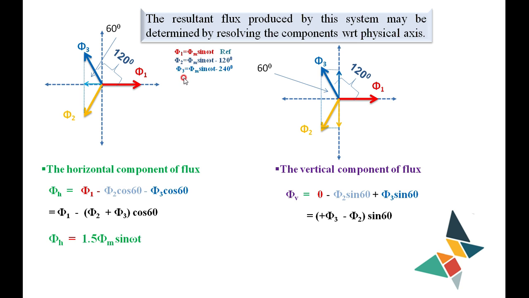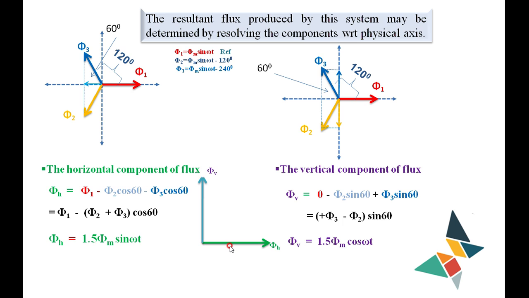Then once again you have to substitute the values of phi 2 and phi 3 in this, and apply the sin A plus B form or cos A plus B form. Then you have to simplify, and the vertical component I am getting is 1.5 phi m cos omega t. What I am interested in here is the resultant flux, therefore you have to take the addition of the squares of phi h and phi v, and take the square root to get the resultant.